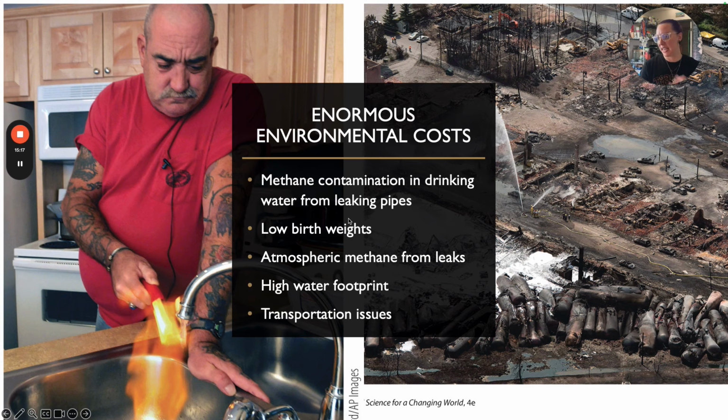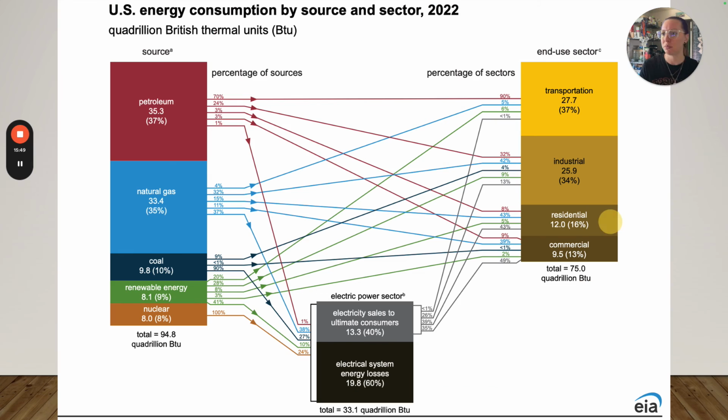Of course, natural gas also has enormous environmental costs. Folks have reported methane contamination from drinking water or from leaking pipes, low birth weights and other birth defects, atmospheric methane from leaks, which is actually huge, and a really high water footprint because it's a very water intensive extraction. And then transportation issues. Natural gas is extraordinarily explosive, so if you have a derailment of a train, it can go big boom, which is not great.